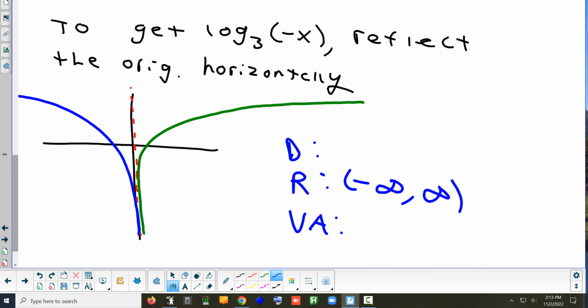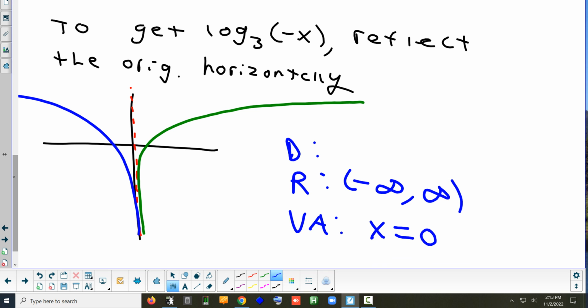Anything else that looks like it stayed the same? Yeah? The vertical asymptote. It's still right on the y-axis. So the vertical asymptote, x equals, because it's vertical, and it's at the number 0.